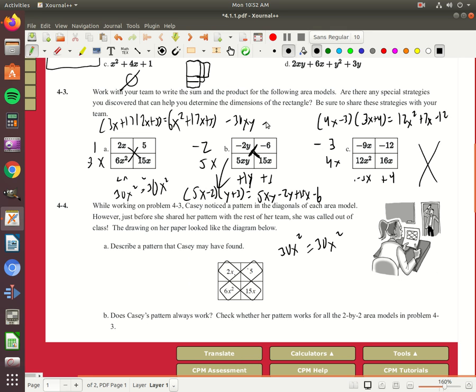Here, I get negative 30xy. Here, I get negative 30xy. Here, I get negative 144x squared. Here I get negative 144x squared.